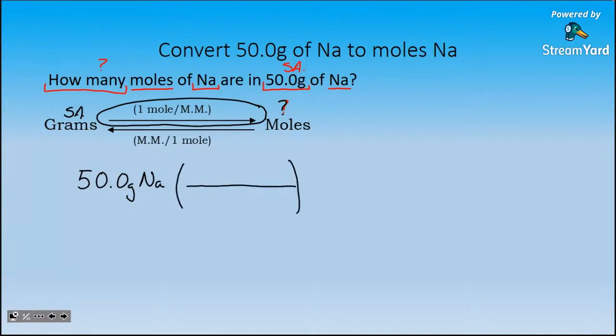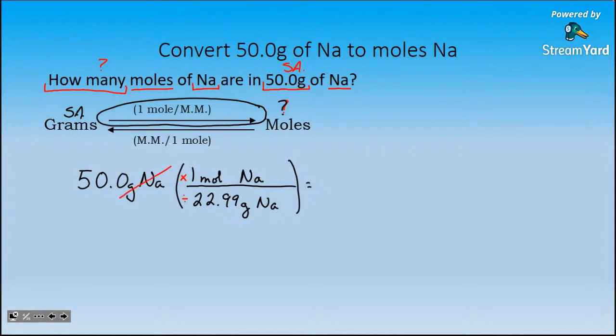That conversion factor tells me that I need 1 mole of my substance, in this case sodium, per its molar mass. This is where we'd go to the periodic table. If we look up sodium on the periodic table, we'd find a mass of 22.99, and that would be grams of sodium. Now I can do the math. Whenever I've got a conversion factor, recall you're always going to multiply by what is in your numerator and divide by what's in your denominator.